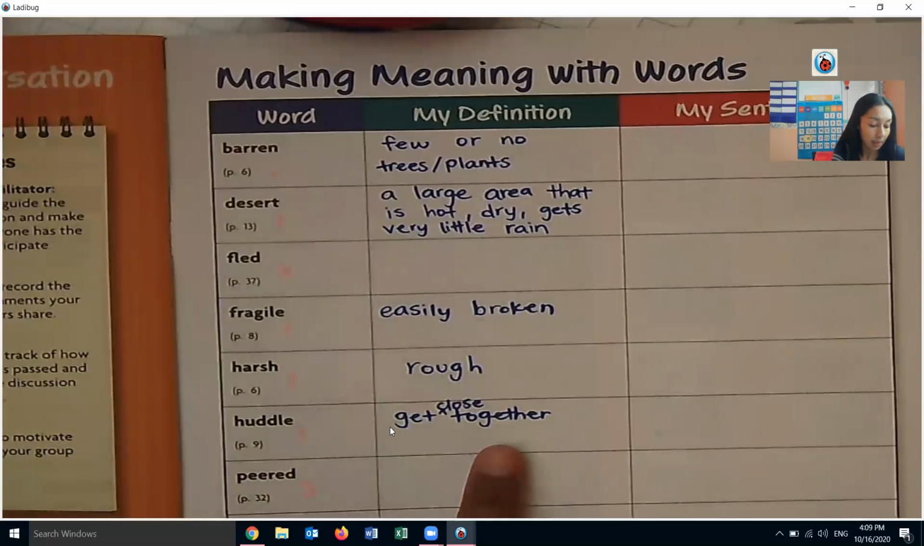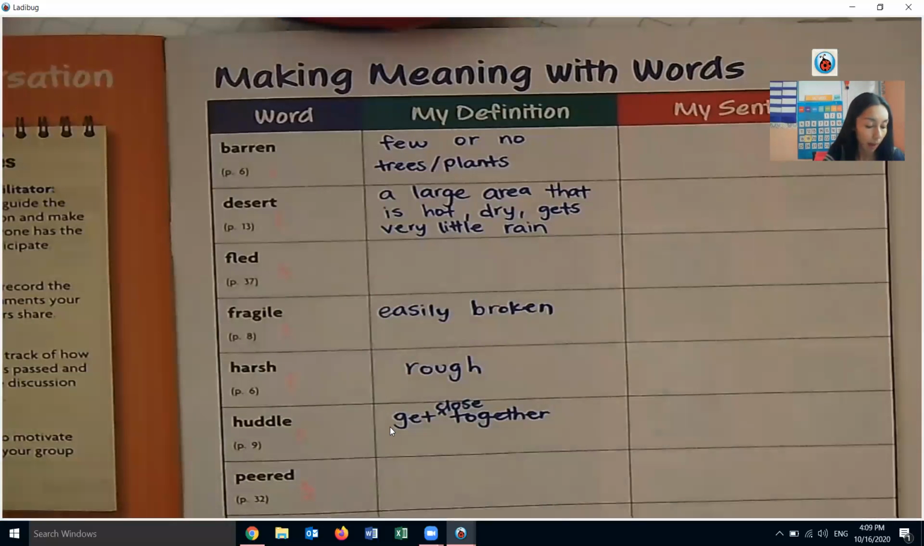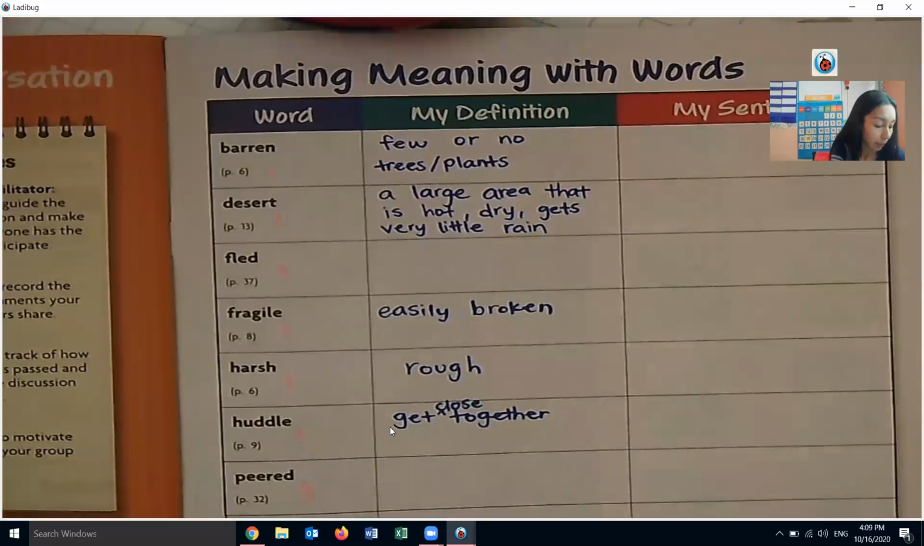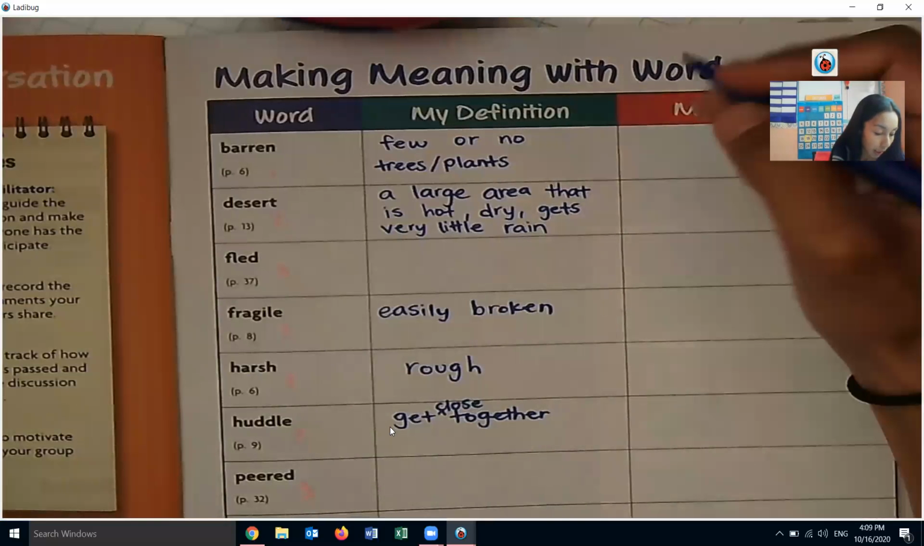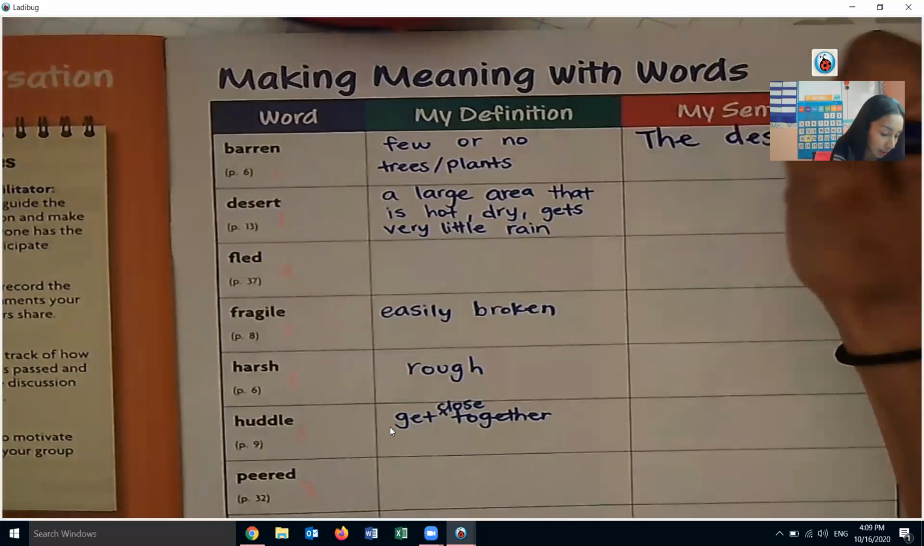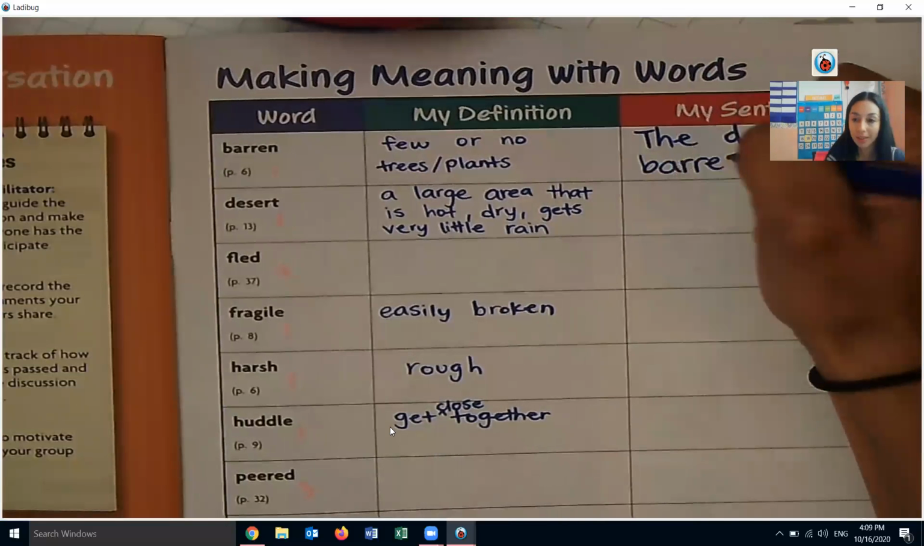So we're going to now write sentences. So hopefully you can come up with your own sentences, but if you need help, I will write down a sentence for each of these that you are welcome to use as well. Barren, I'm going to say the desert is barren. I got to use 2 spelling words there.